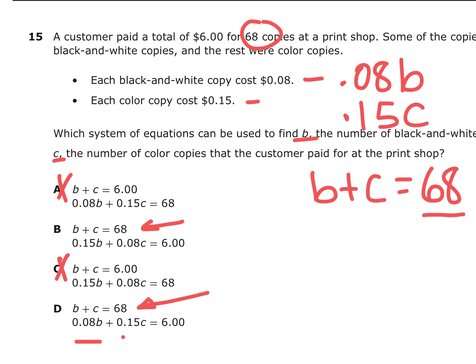0.08 B, 0.15 C. Now these look very similar, so you have to be very careful when you're working through this test because it looks like they switch them around all the time, and you have to read it very carefully. So 0.08 B and 0.15 C, okay? So it looks like the answer should be, for number 15, answer D. And that was the correct answer for this.